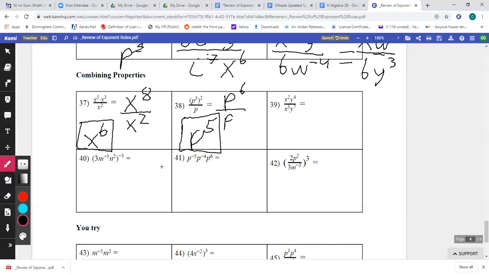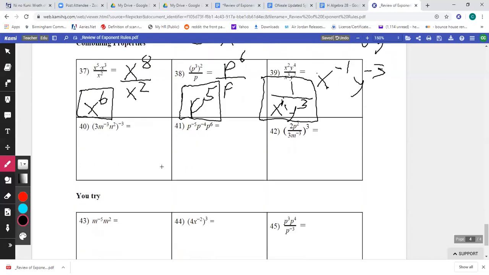Okay. Look at 39. I have x squared over x to the 3rd, so I know I subtract. y to the 4th over y to the 7th, so I know I subtract. So this is going to become x to the negative 1, y to the negative 3, because 2 minus 3 is negative 1, 4 minus 7 is negative 3. But I have negative exponents, so I'm going to flip them. So my final answer should be 1 over x, y to the 3rd. You could put a 1 here too, it doesn't really matter, but that is my final answer. You never want to keep negative exponents, always make them positive.